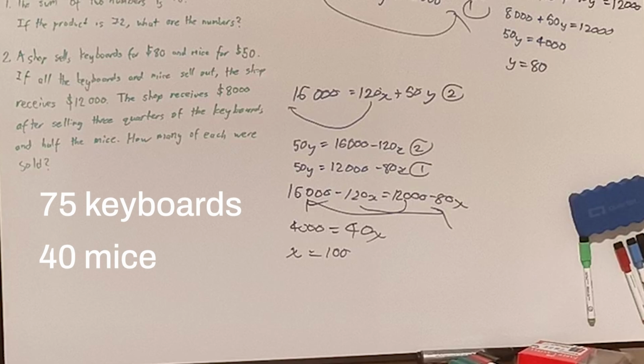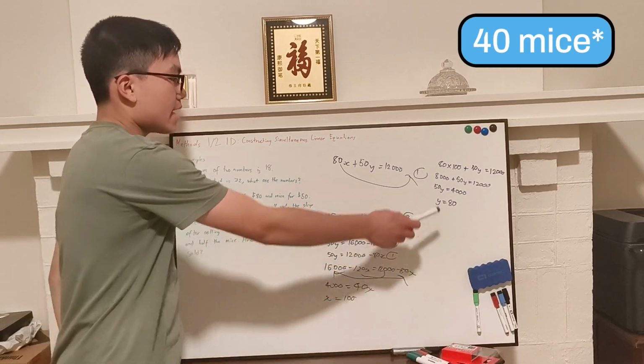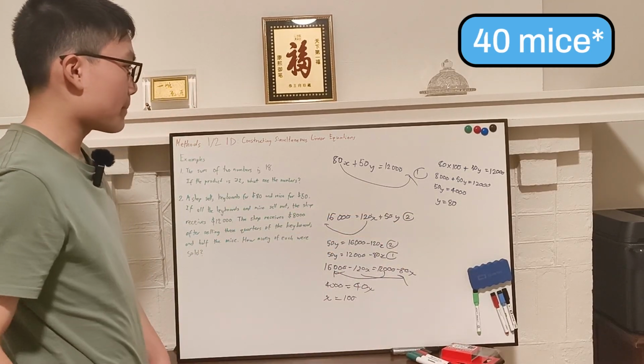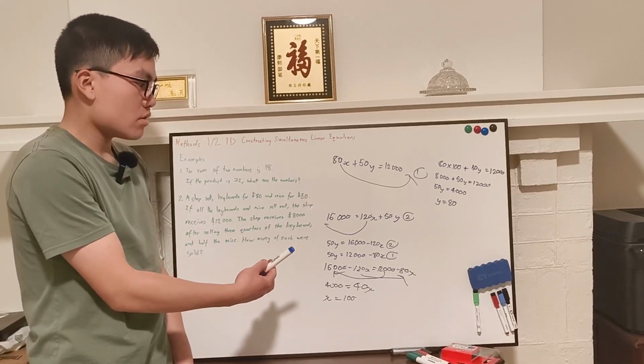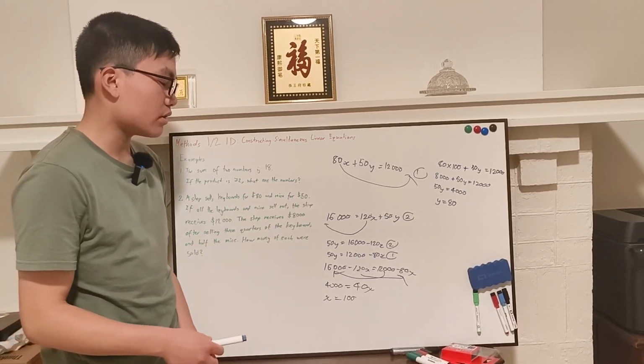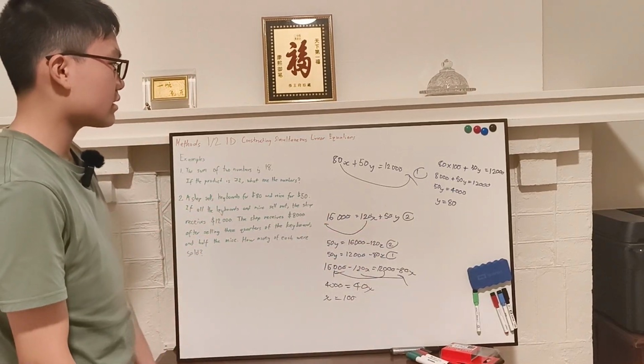Because the question is asking how many of each were sold, that means we need to factor in that last part of information in the question there. So 100 total keyboards sold and 80 total mice sold. Pretty simple. That's literally it. It's kind of like a modified version of the elimination method, but it still works. This is how you solve simultaneous linear equations.